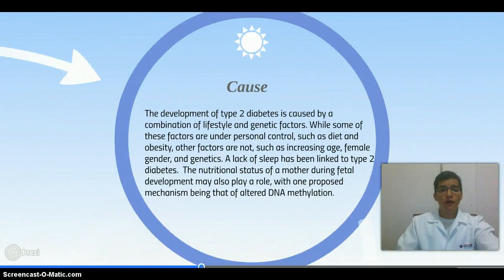Cause: the development of type 2 diabetes is caused by a combination of lifestyle and genetic factors. While some of these factors are under personal control, such as diet and obesity, other factors are not, such as increasing age, family history, gender, and genetics. A lack of sleep has been linked to type 2 diabetes. The nutritional status of the mother during fetal development may also play a role, with one proposed mechanism being that of altering DNA methylation.